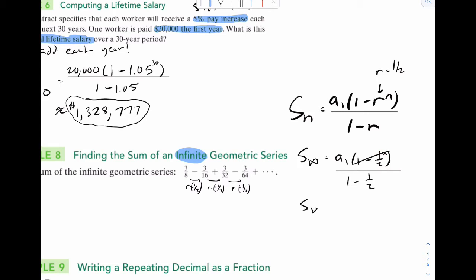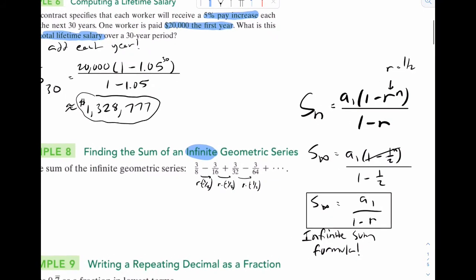So really, the formula boils down to this, a1 over 1 minus 1/2, assuming R is a fraction like that. So imagine it was just a generic variable like R. And notice how we get a nice formula right here. This is our infinite sum formula.